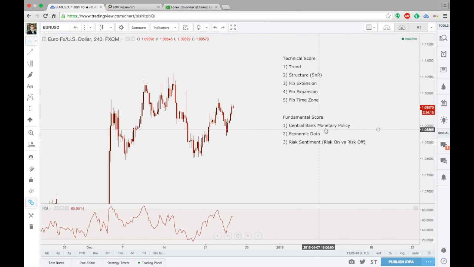Mainly, the most important one is the central bank monetary policy, whether the central bank is going to QE, going to print more money, or whether they are going to raise interest rates. That's really important because fundamentally that gives a very broad direction of which direction the currency will move. And of course economic data, which you can get from Forex Factory, whether it is below or above the market expectation, will definitely move the currency markets either up or down.